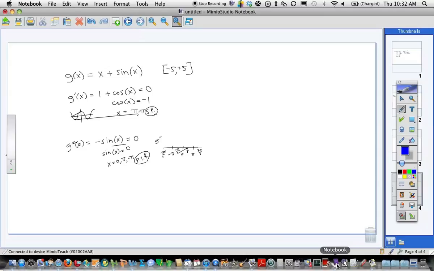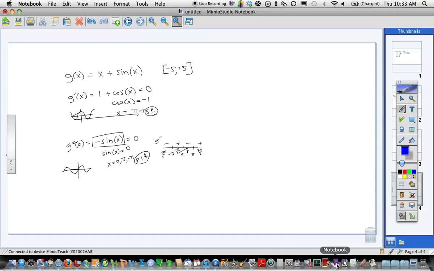And I've got to remember here, because negative sine x is my second derivative. If I put negative 3 pi halves in, here's a sine graph. Negative 3 pi halves is back here at 1. Should actually be a negative 1. Negative pi halves is back here at negative 1, which will turn it positive. Pi halves is 1, which will turn it negative, and so forth. So I do have inflection points at all 3 of those.